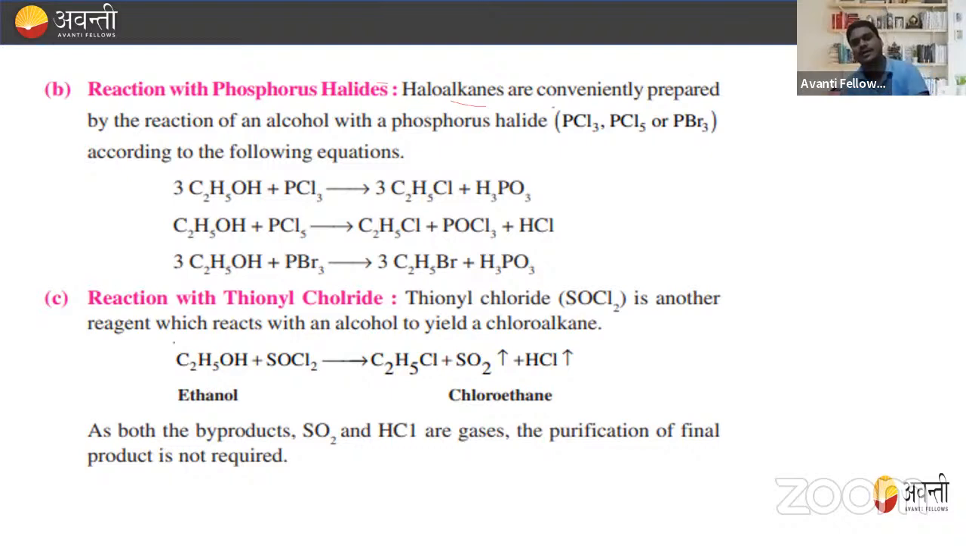Now, reaction with thionyl chloride. Basically, thionyl chloride, that is SOCl2, is another reagent which reacts with an alcohol to give chloroalkane. As both the byproducts, that is SO2 and HCl, are gases, the purification of the final product is not required. So this is one of the best methods for the preparation of alkyl halide, because in this there is no need for purification, right?